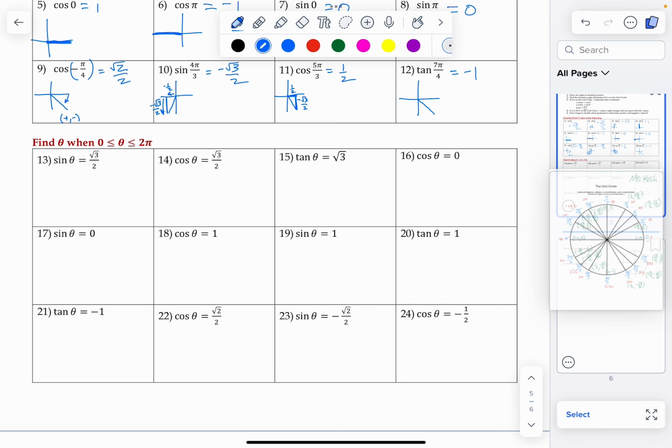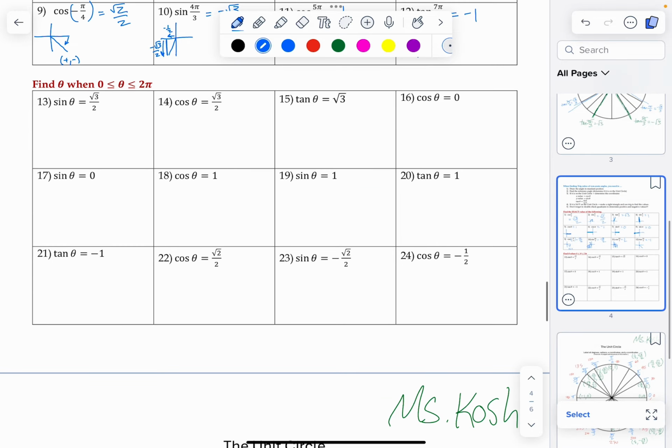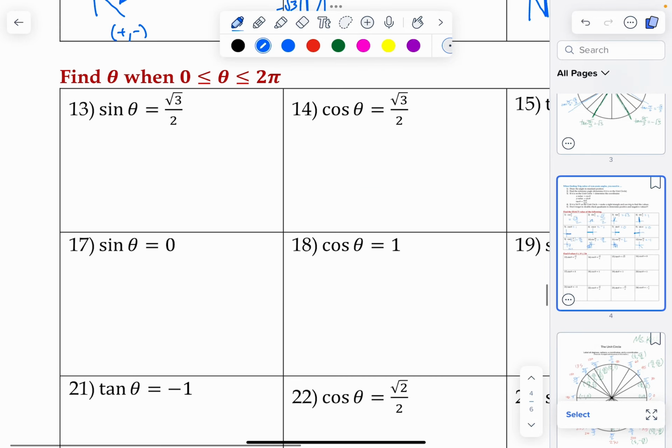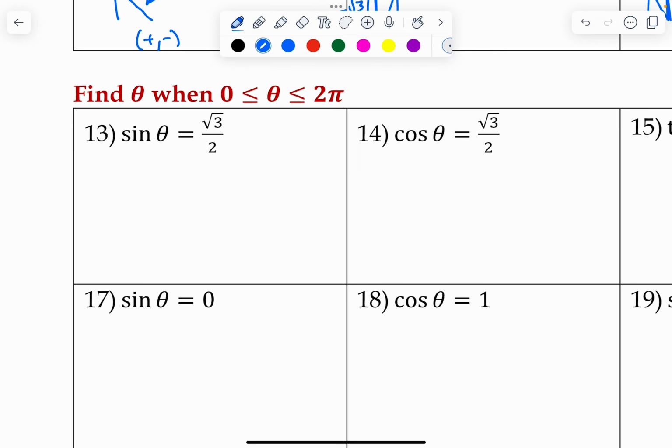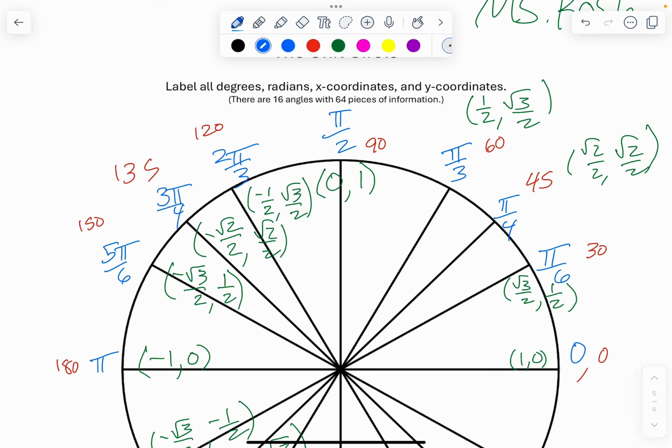Okay, I'll put it right after. There we go. Okay, so on this one, they're saying find theta in the world between 0 and pi over 2 when sine of theta equals root 3 over 2. So on my circle, sine is the y value. So I'm going to look on my circle and see when do I have a y value of root 3 over 2. Well, that is at 2 pi over 3 and pi over 3.